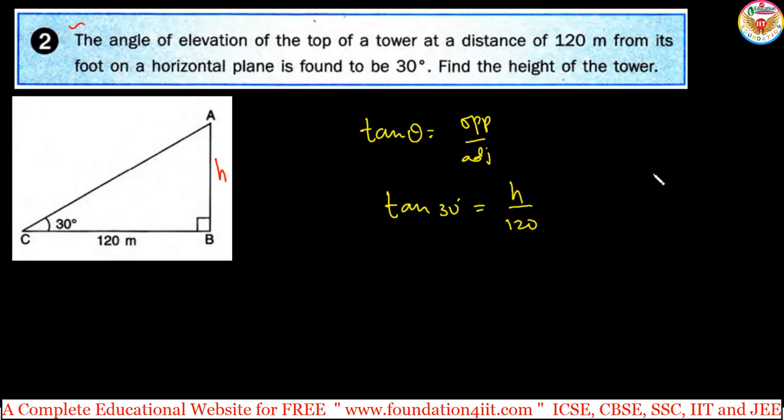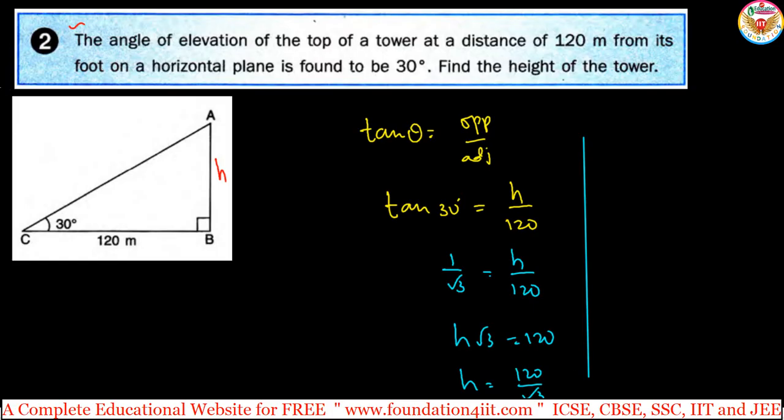Right? Tan 30 is 1 by root 3, which is equal to h by 120. Do the cross multiplication. h into root 3 is equal to 120. Then h is equal to 120 by root 3. You can rationalize the denominator.